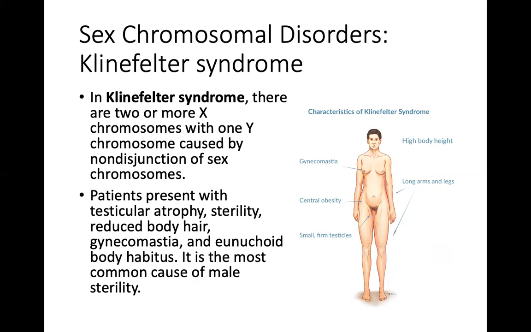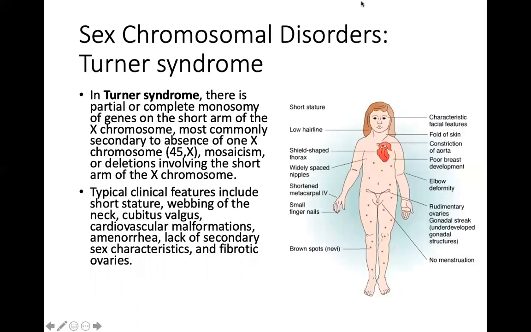Alright, so anong nangyayari pag sa Klinefelter syndrome? Usually, patients present with testicular atrophy, so maliit yung balls. We have sterility, syempre, no? And reduced body hair. We have gynecomastia. Ano pa? Eunuchoid body habitus. Parang female yung habitus natin, no? Parang gynecoid yung body form niya, right? It is the most common cause of sterility in men. So, mahaba yung legs, alright? That's your Klinefelter syndrome.